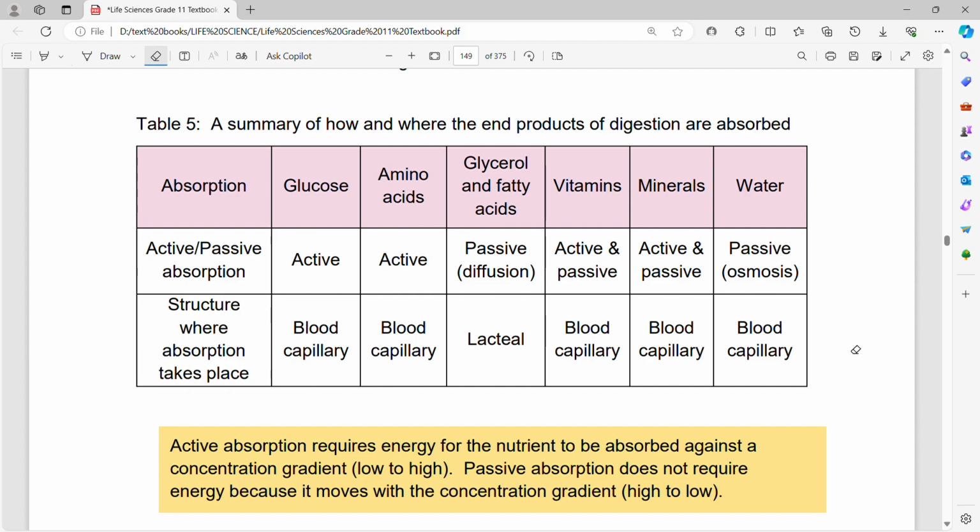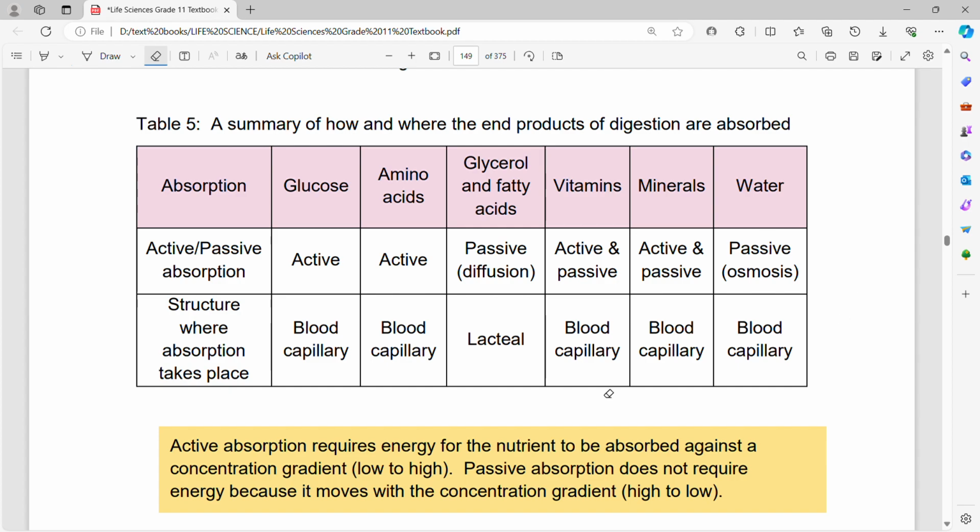Active absorption requires energy for the nutrients to be absorbed against a concentration gradient. So this is an active process. It needs energy. Passive absorption doesn't require energy because the nutrients are already moving from high concentration to low concentration. So if I say passive diffusion, it means that glycerol and fatty acid don't need energy to move from high concentration to low concentration, and water also doesn't need energy.